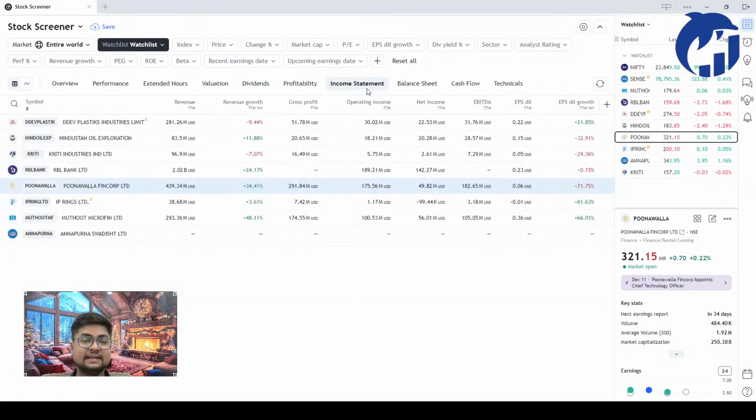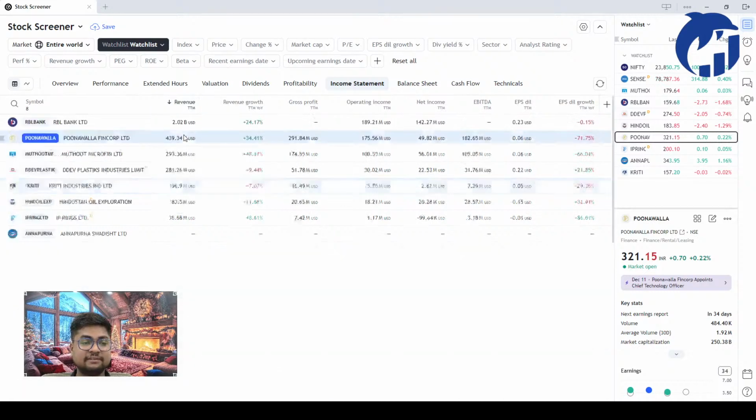Now look at the income statement. Let's see which company has the highest revenue. RBL Bank has the highest revenue of 2.02 billion USD, and Poonawalla has the second highest revenue of 439.34 million USD. So just look at the revenue part. RBL Bank has the highest revenue.